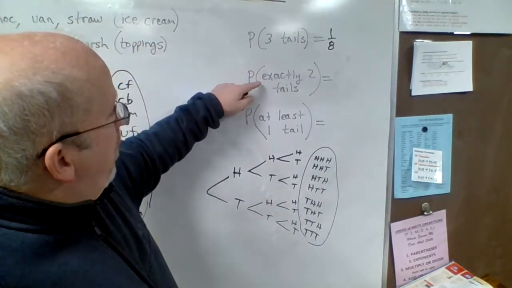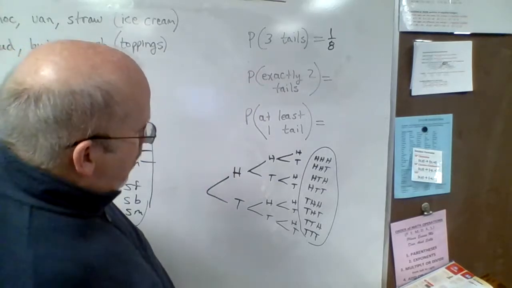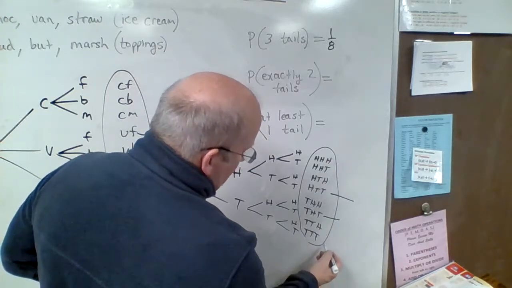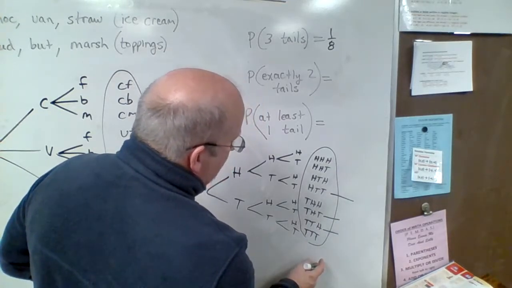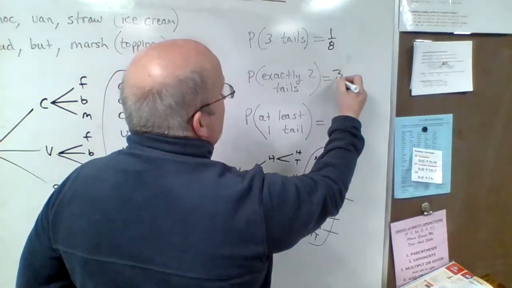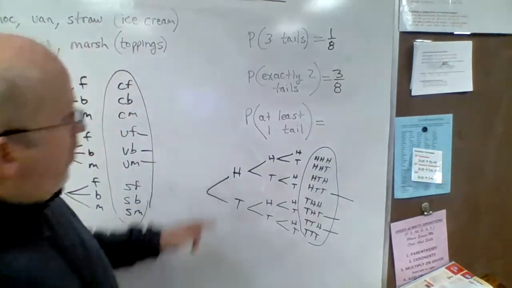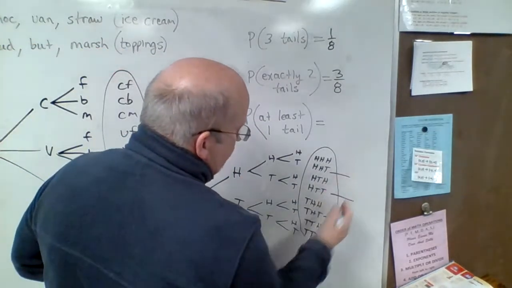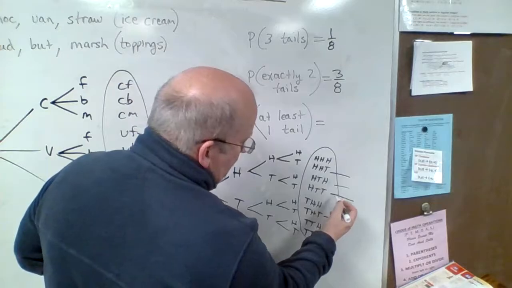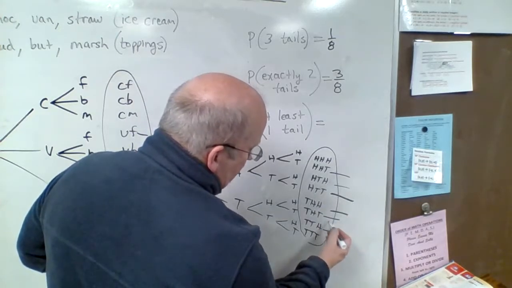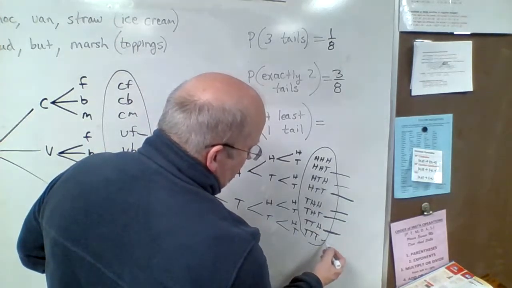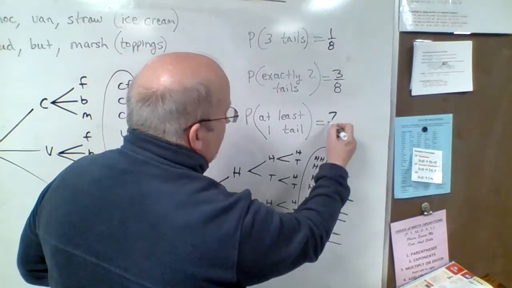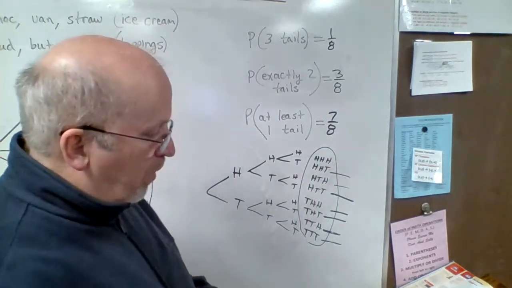How about the probability of getting exactly 2 tails? Well, that happens here, it happens here, and it happens here. That would be 3 times out of 8. What's the probability of getting at least 1 tail? Well, this is at least 1 tail, this is at least 1 tail, at least 1 tail, at least 1 tail, at least 1 tail, at least 1 tail, and at least 1 tail. That's 7 out of 8 for a probability.